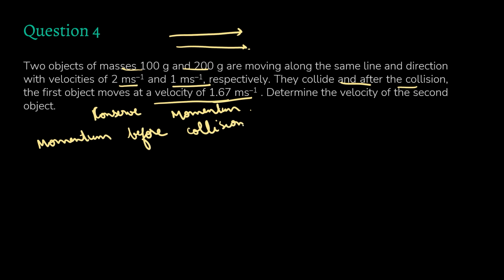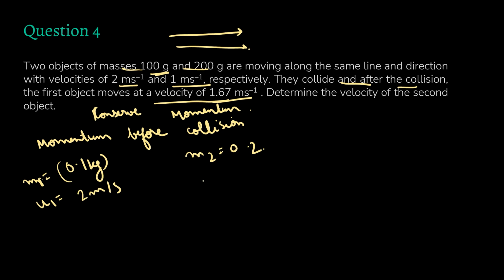What will it be? Since it is 100 grams, firstly we'll convert it into kgs, correct? So this is 0.1 kgs. Your m1 is equal to 0.1 kgs. What is your initial velocity u1? u1 is equal to 2 meter per second. So what is the mass of the second object? m2 is equal to 0.2 kgs. What is your initial velocity u2? It is equal to 1 meter per second, correct?